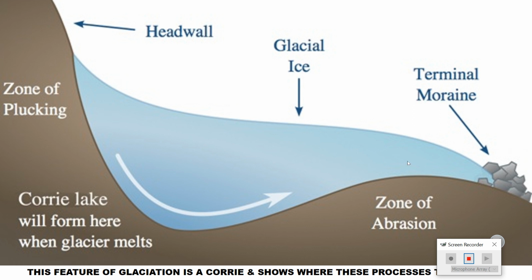And then eventually we get material dropped off in the terminal moraine at the snout of the glacier. And that's one of the features of deposition we will be looking at later. And it shows you where those processes act. So there's no need to copy anything down from that slide just now.